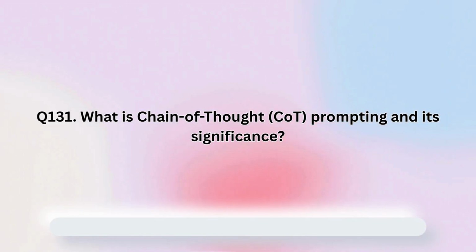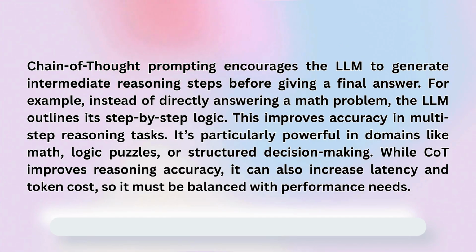What is chain of thought, COT, prompting, and its significance? Chain of thought prompting encourages the LLM to generate intermediate reasoning steps before giving a final answer. For example, instead of directly answering a math problem, the LLM outlines its step-by-step logic. This improves accuracy in multi-step reasoning tasks.